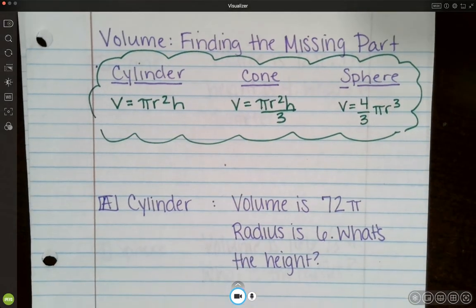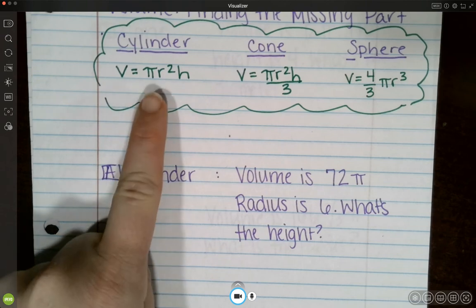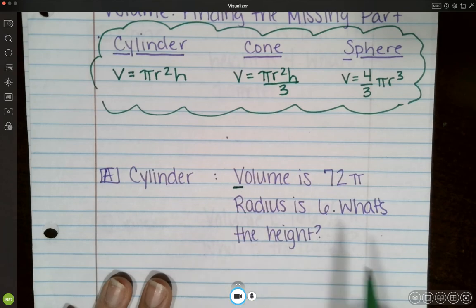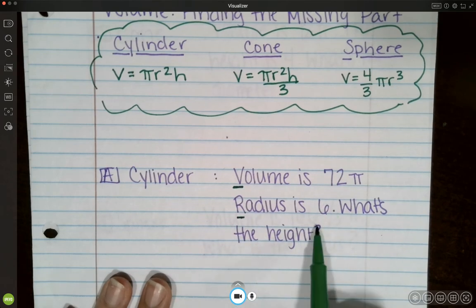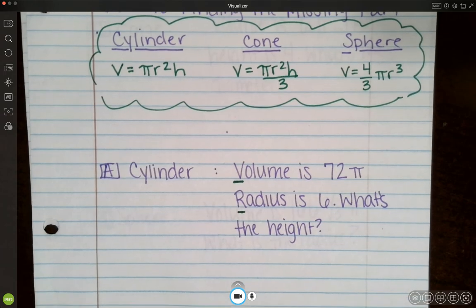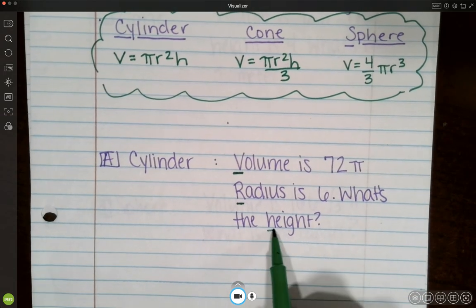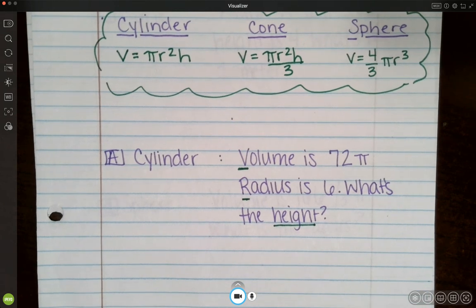All right, so for this first problem, we're going to be taking a look at a cylinder, which means we're going to be using our cylinder formula. The information they give me is that the volume is 72 pi and the radius is 6. Knowing those two pieces of information, we need to find the height. So we need to make sure we're reading exactly what it is that they want from me.